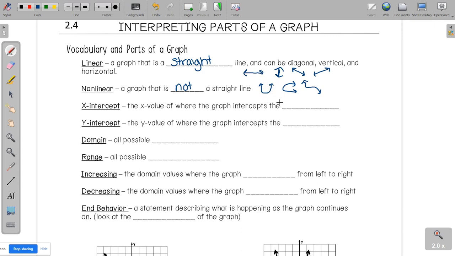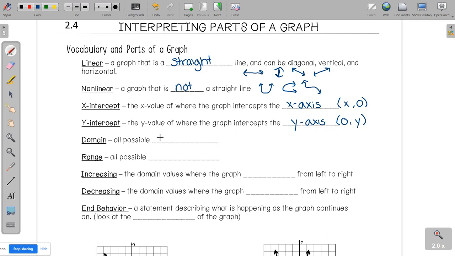X-intercepts are x values where the graph intercepts the x-axis, and that is written as number x, comma, 0. Y-intercept is the y value where the graph intercepts the y-axis. So to write that as a point, we do 0, comma, the y value.